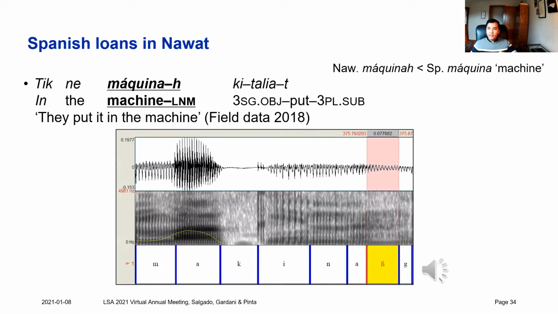So the following example is from another speaker, and it's "Tigne máquina Italia." We put it in the machine. So again, we have a loan noun from Spanish, máquina, machine. And again, this is a faithful borrowing because it retains the stress pattern of the Spanish source, with stress on the antepenult, which is not allowed in Nahuatl phonological grammar.